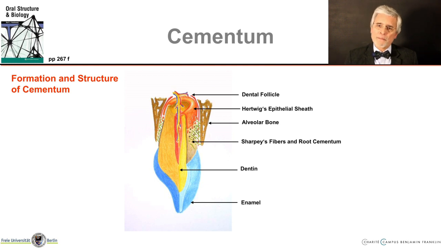Hertwig's epithelial sheath is then largely dissolved, and the bare dentine surface becomes freely accessible for the cementoblasts to deposit cementum on top of it. I have drawn the cementum layer in brown in this picture. And it is also interesting to know where the cementoblasts come from. They arise from the pre-cementoblasts, and these originate from the dental follicle, which is just indicated as a thin line in the picture above.